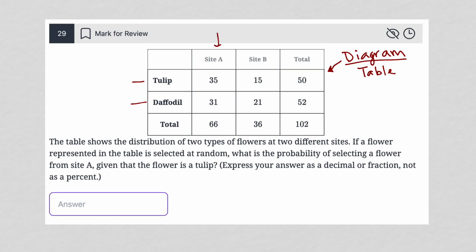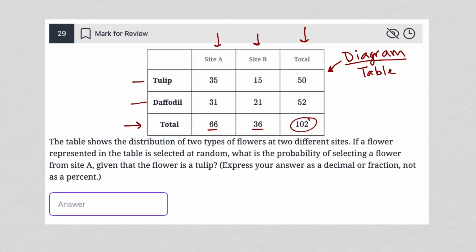And then we have different sites, right? We have 2 different sites, site A and site B. And then we have our total row and our total column. So the total number of tulips, a total number of daffodils, a total number of flowers in site A, a total number of flowers in site B, and a total for all of it together. So let's read the question now.